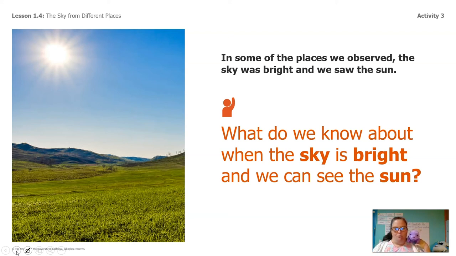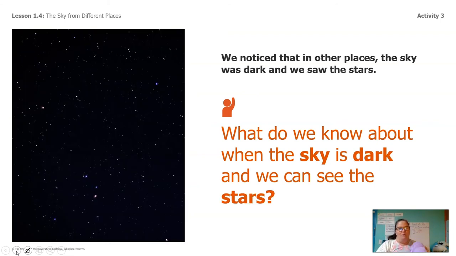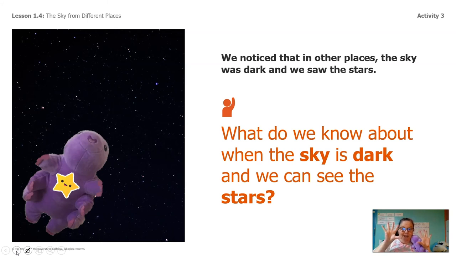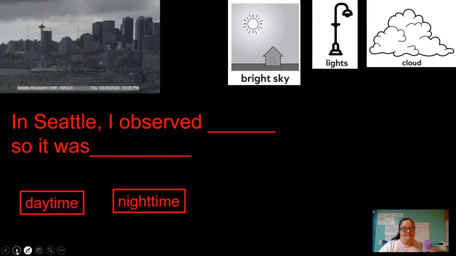I think Lavender's going to help with this one. You ready? What do we know? When the sky is bright and we can see the sun, it's daytime! Daytime. Okay. And what do we know about when the sky is dark and we can see the stars? It's nighttime. Okay. All right. So we're going to use these words to take our observations that we recorded and describe what we've learned about the sky in different places.